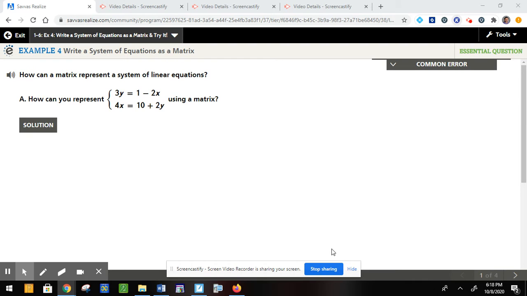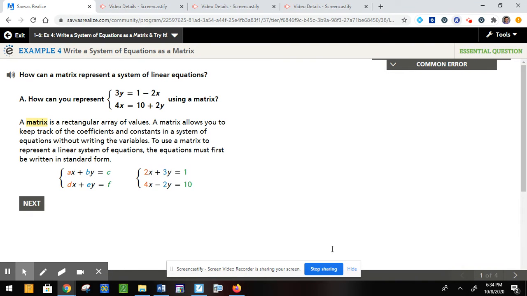So in this example, we're going to connect them, and actually in example 5, we're going to connect them as well. What you're going to find is in the next lesson, we're going to use the matrices to actually solve systems. So we'll take a look at that when we get to that. So let's first talk about what a matrix is.